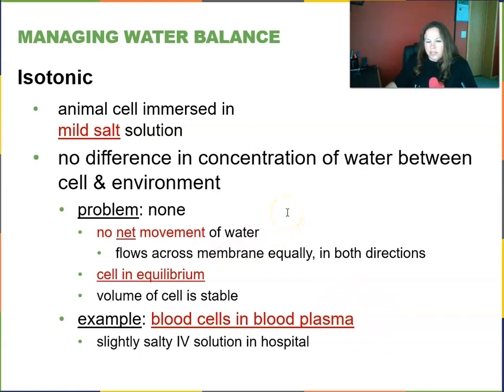Again, when cells are in an isotonic solution, that doesn't mean that molecules just totally completely stop. It means they're in equilibrium. The movement going back and forth is equal.